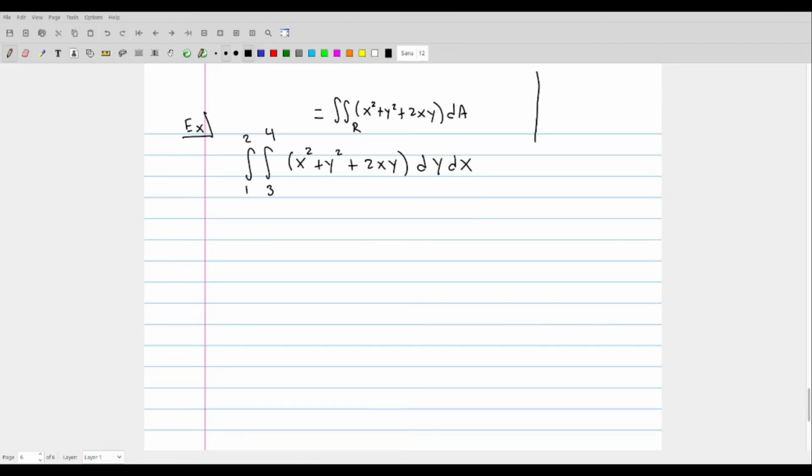And really, if you want to draw a picture of this, we're taking the accumulation of this function over the rectangular domain for x from 1 to 2, and then y from 3 to 4. So the value that we get here, this is our region R, and the value that we get when we evaluate this is the total accumulation of this function inside this rectangle.